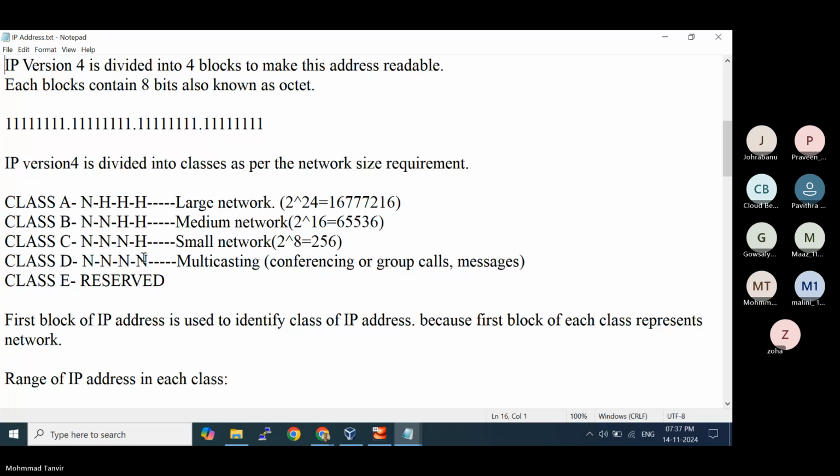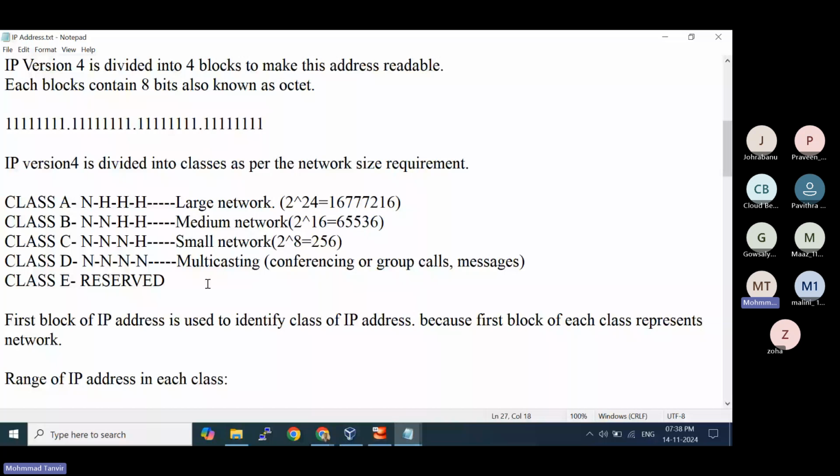Okay. And class D is reserved for multicasting. So any type of group call, video conferencing, audio conferencing, group messages, for this purpose this class D address is used. Class E address is reserved. For which purpose it is reserved, it's not revealed.